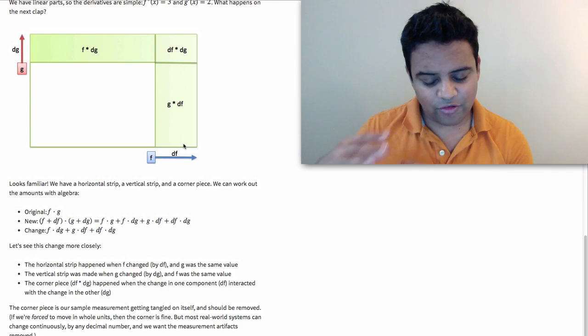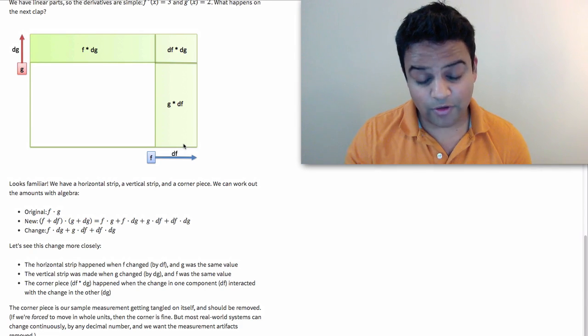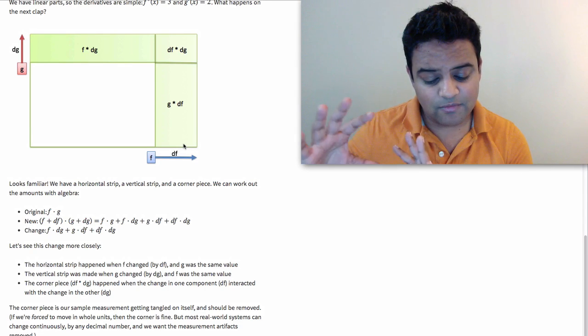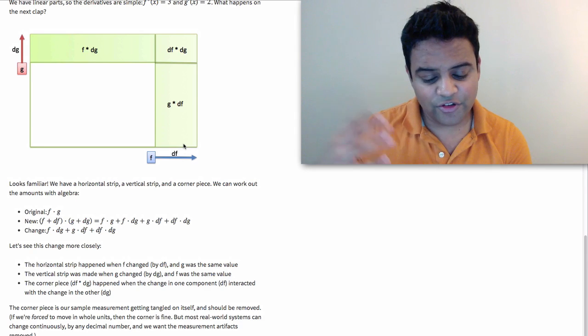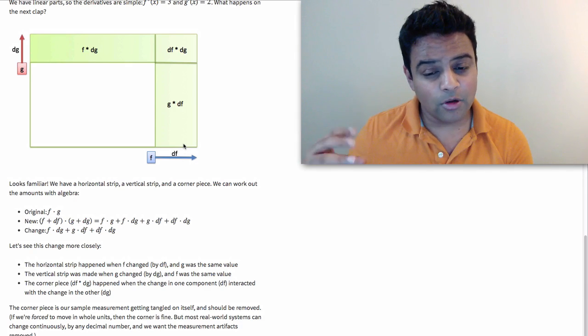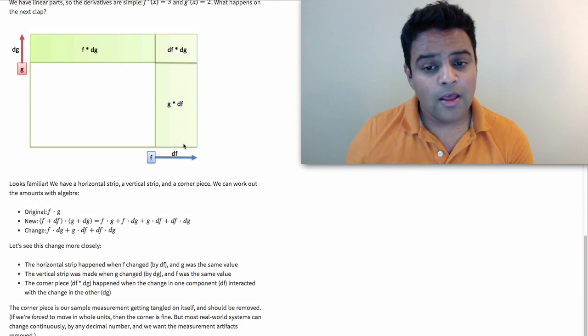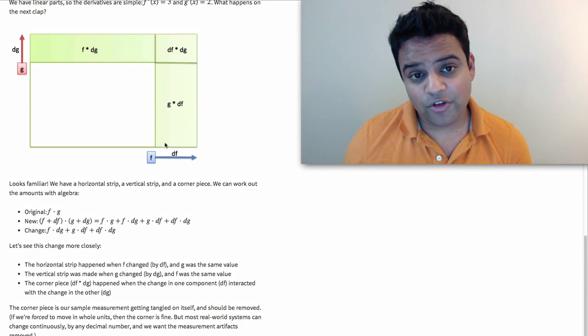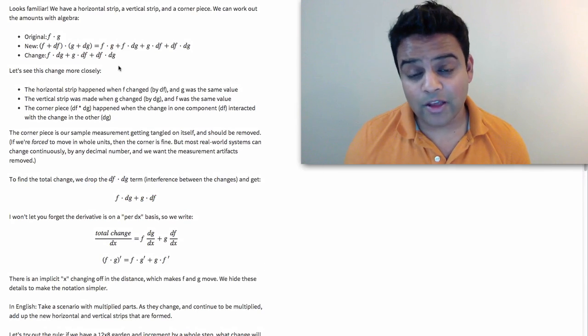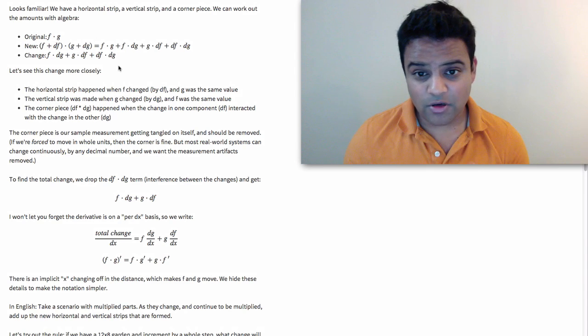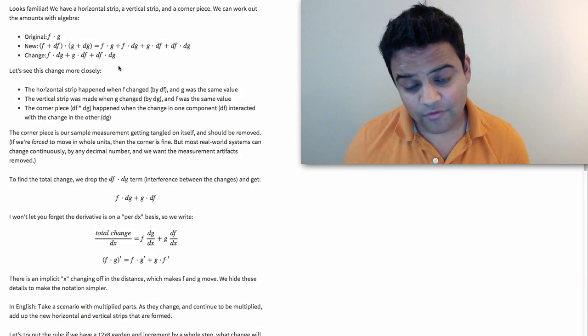So again, if you want to go to the x level, you can consider x a timer or just a parameter or a variable, which is off in the corner changing, and both of these systems are changing as a result. Eventually, if we like, we can put things back in terms of x, but just for now, we're just trying to see the interactions at the f and g level.